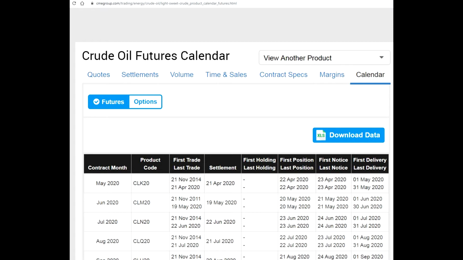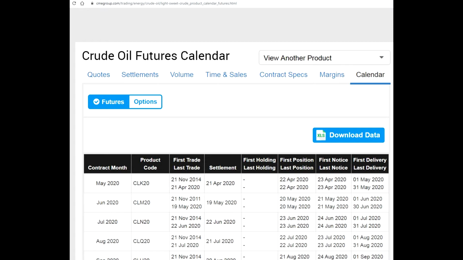So you'll notice here the May contract month on the far left column is May 2020. Then after that is June, July, August, monthly. You'll notice the product codes CLK20, CLM20. Those are representing different months. But the one you really want to pay attention to is the third column.